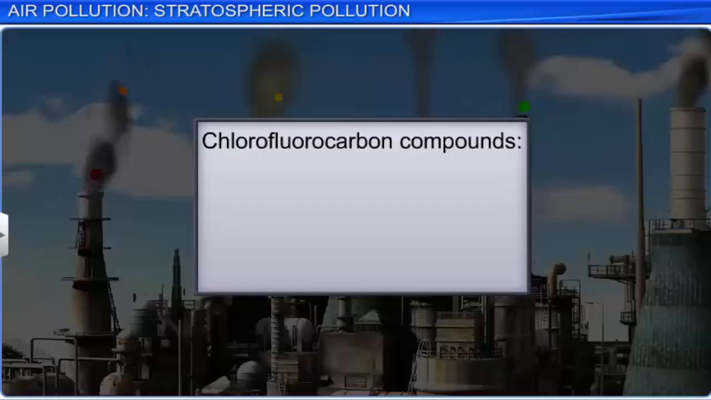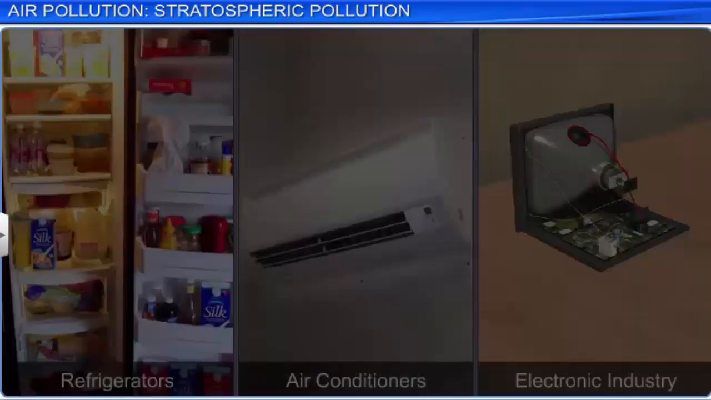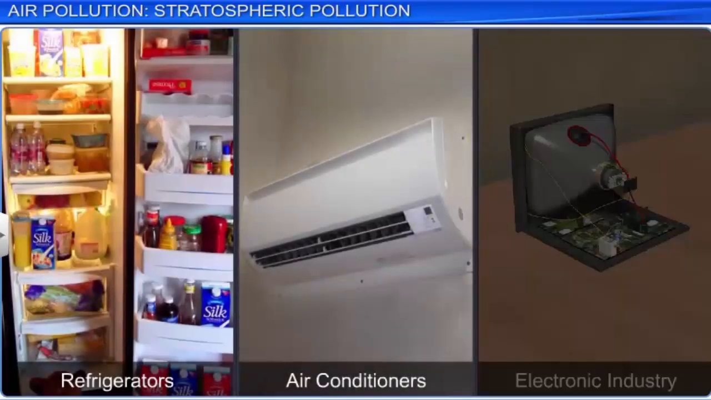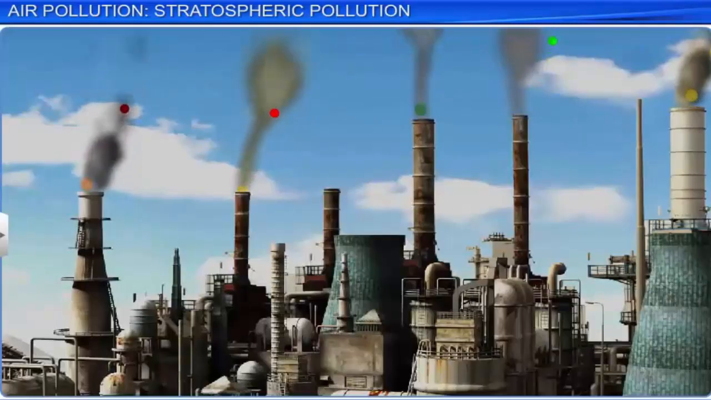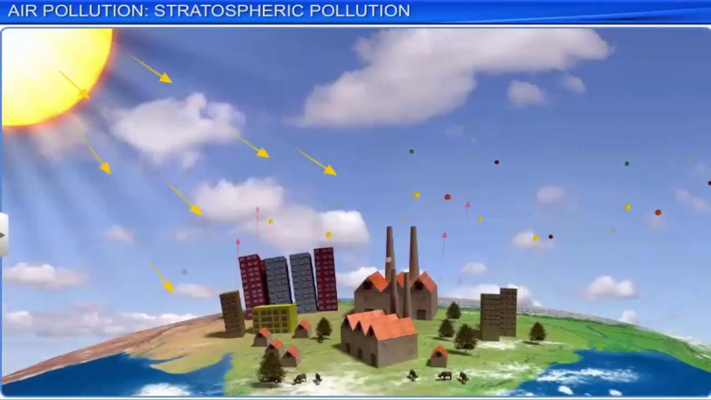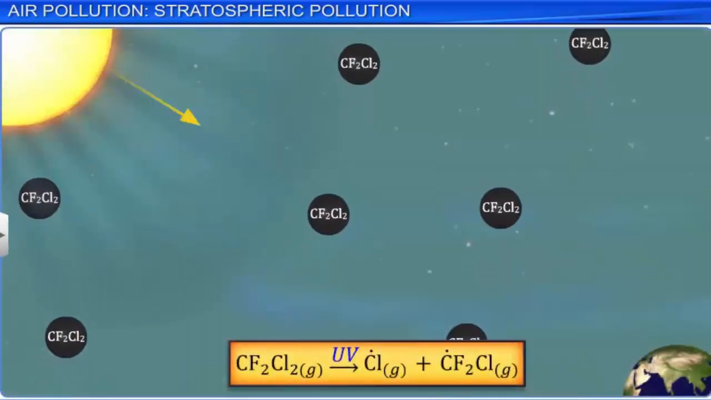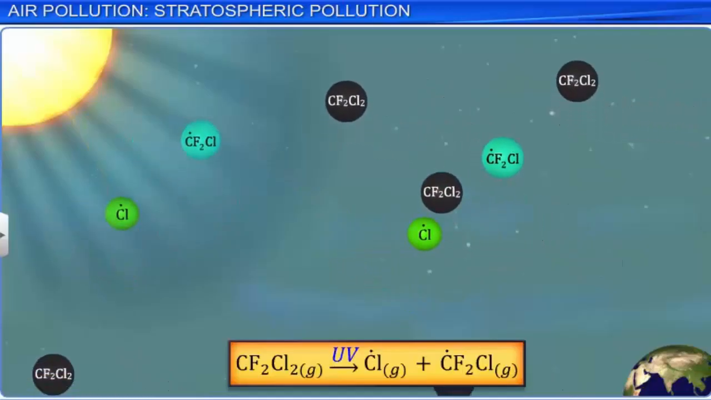These compounds are non-reactive, non-inflammable and non-toxic organic compounds that are constantly being generated from refrigerators, air conditioners and electronic industries, to name a few. When these compounds reach the stratosphere, they are hit by the UV radiations and dissociate into corresponding fragments, releasing free chlorine radicals.